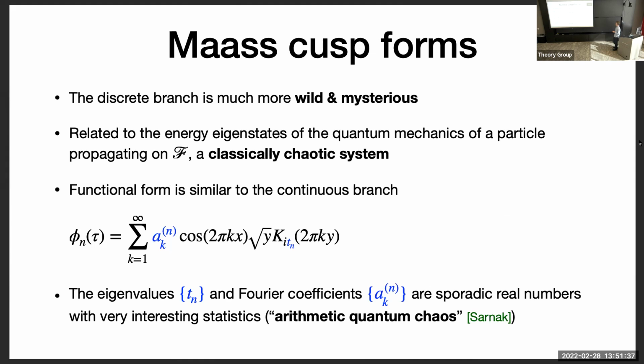Now there's some data here. There's the eigenvalue, which remember was labeled by these numbers Tn, which shows up here. And there are also these Fourier coefficients, AK. These are a set of sporadic real numbers whose statistical properties are of great interest to mathematicians. And the body of work that studies these quantities goes under the name of arithmetic quantum chaos. There's a lot more that one can say about these, and it'd be interesting to explore the connection between this notion of chaos and more conventional spectral or dynamic notions of chaos in N equals 4. But for the most part, we won't explore that in this talk.